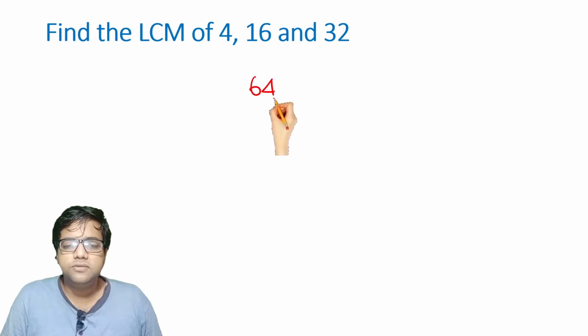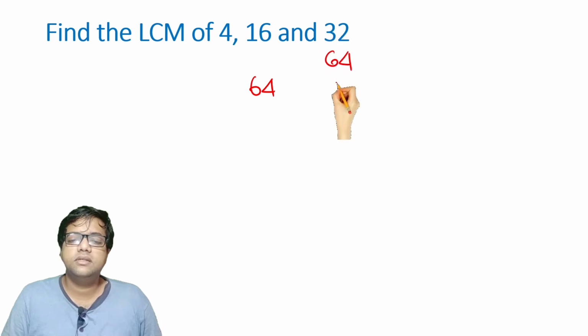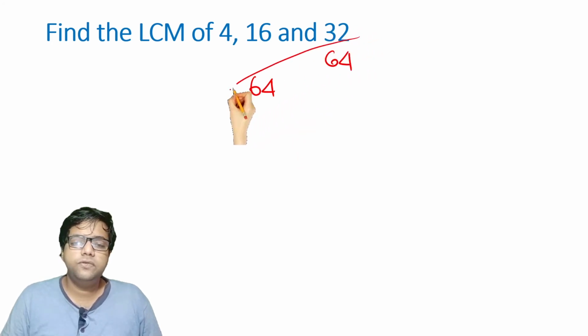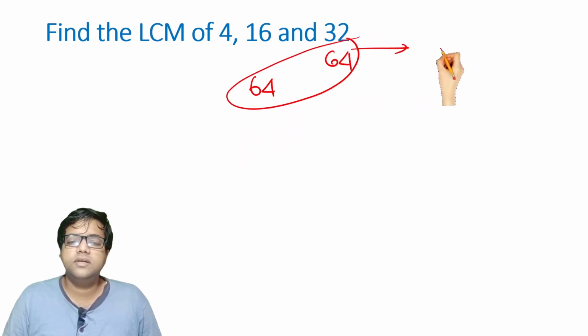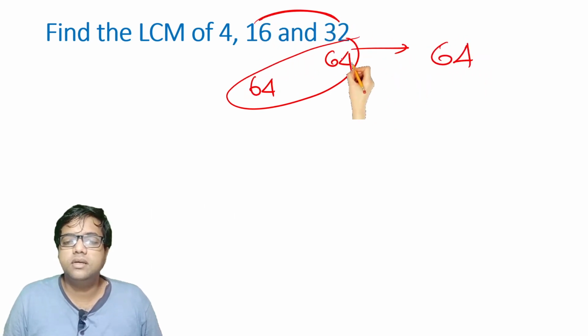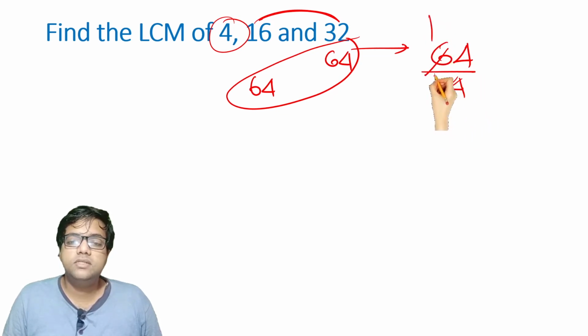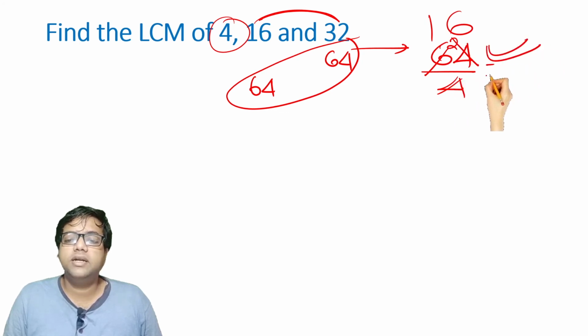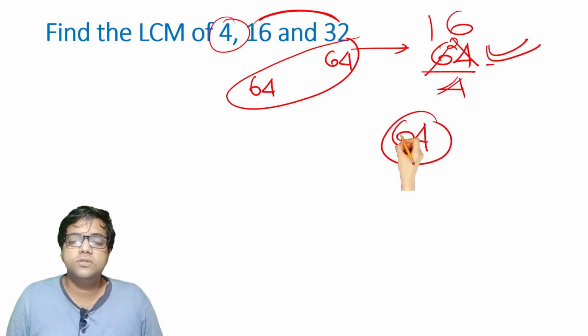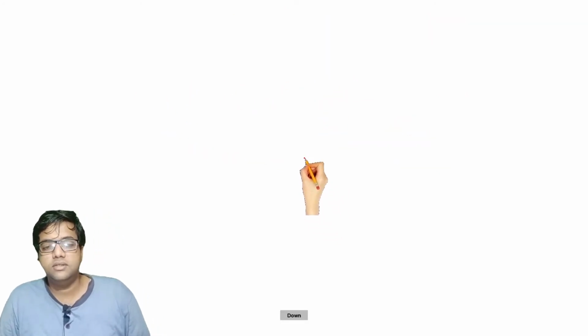So let's take up one more example. 16 4s is 64, 32 2s is 64. So this is the common figure here, the common multiple. So 64 is going to be the LCM for these two numbers only. But what about 4? Just check whether it is divisible by 4 or not. 4 1s are 4, 2 remains, 4 6s are 24. It is completely divisible. So therefore 64 is going to be the LCM for 4, 16 and 32.